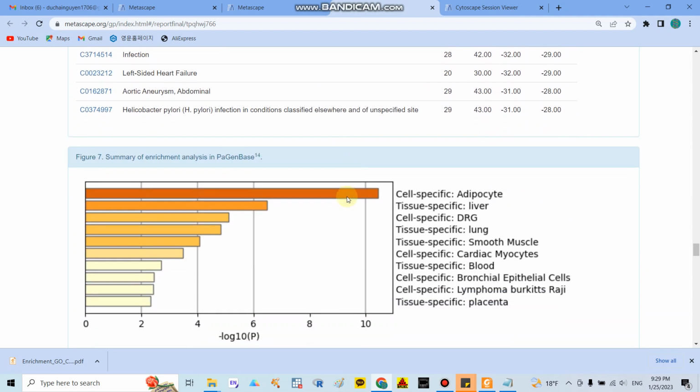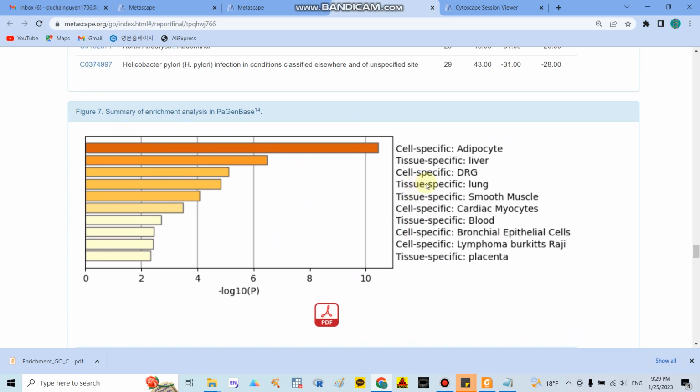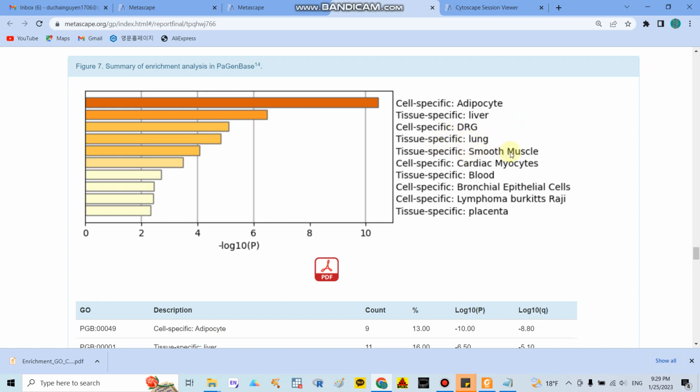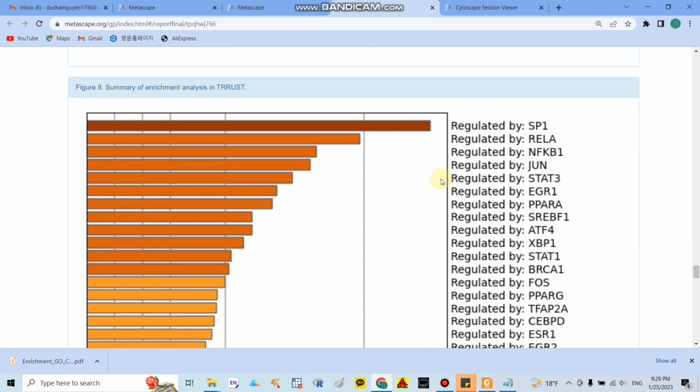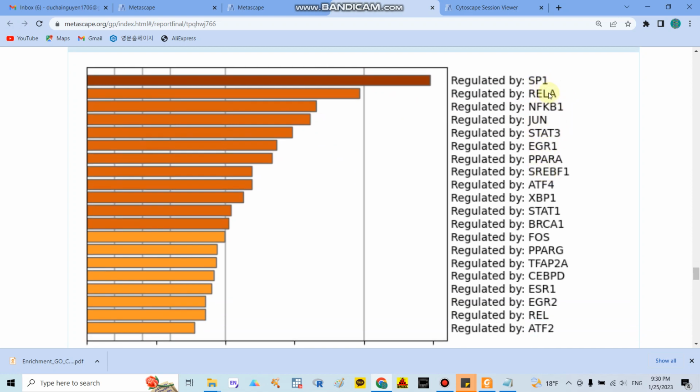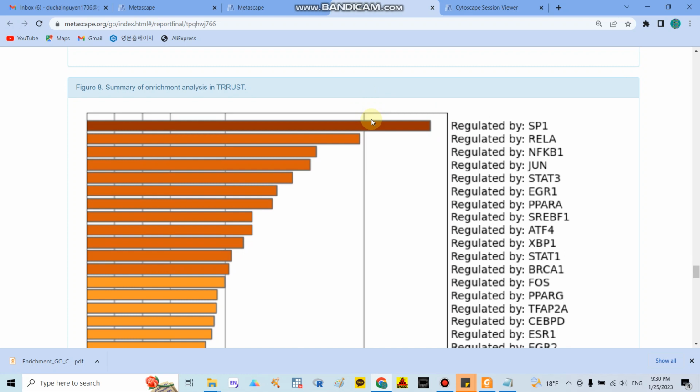The next one shows which cells they target. The previous one showed the organs, and here they show the specific cells. Here they target the adipocyte, which is related to obesity, right? They also target liver cells, lung, smooth muscle, cardiac, and blood. But the more important one is that they focus on the adipocyte. The next one shows the transcription factors regulated by disease. Here they say SP1, RELA, and others regulate disease. Because, you know, transcription factors play important roles in the process of transcription and translation. So here they also show how transcription factors regulate the genes.